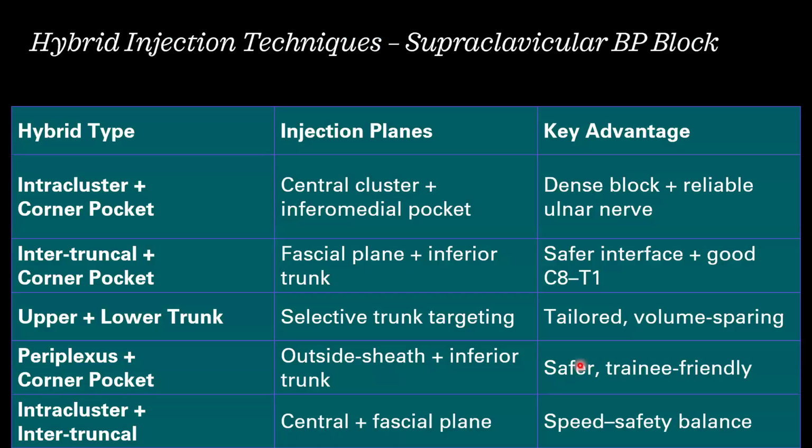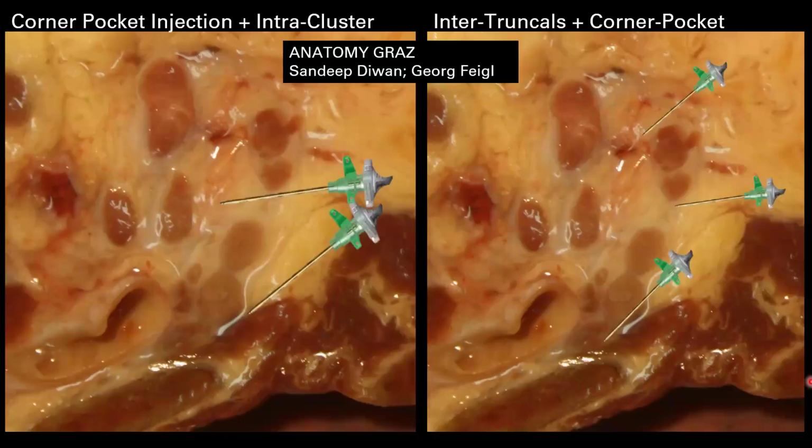There are, of course, some hybrid techniques, like a combination of the intracluster with corner pocket, intertruncal with corner pocket, the upper and lower truncal, the periplexus and corner pocket, and the intracluster with intertruncal. And these are the injection planes. These are some of the advantages, which, of course, are always open to discussion. And there can be a lot of debate and controversies regarding each of these techniques.